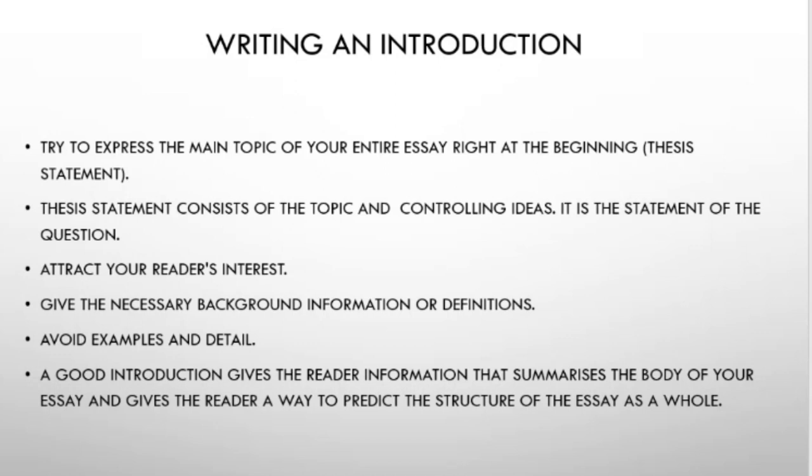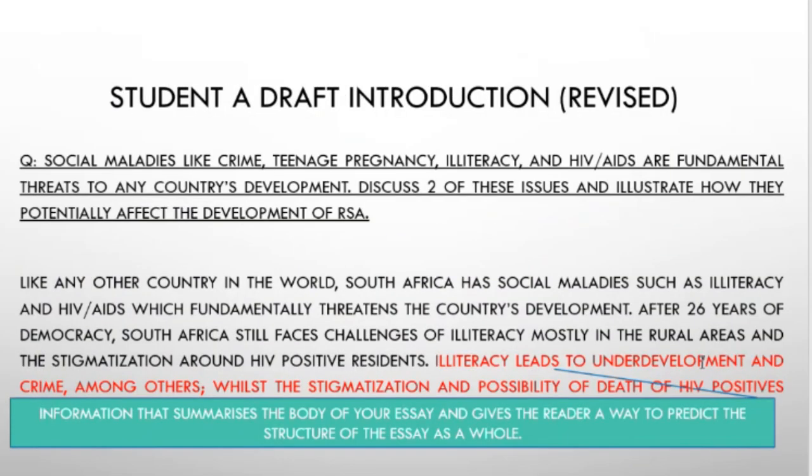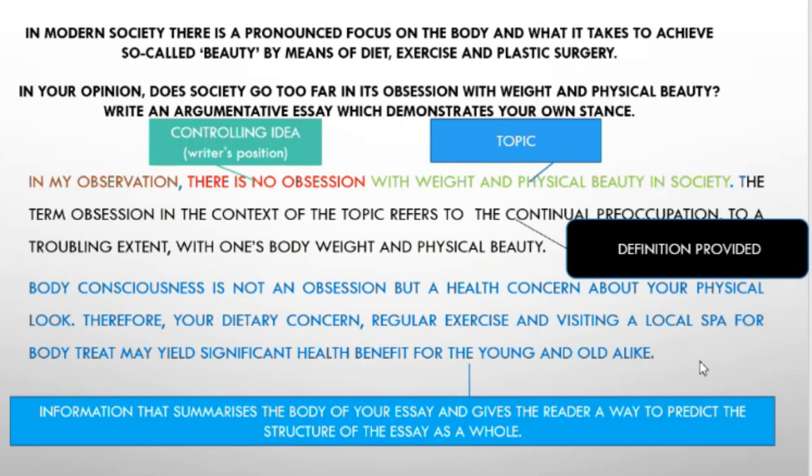In any event, when we look at the sampled introduction that I brought your attention to earlier, we find that the student here says there is no obsession with weight and physical beauty in society. There's no obsession. So that's the writer's position. That's the student's position. And "with weight and physical beauty" is taken from the topic. So there is a sentence which we call the thesis statement that really gives us the writer's position, and it has the part taken from the topic.